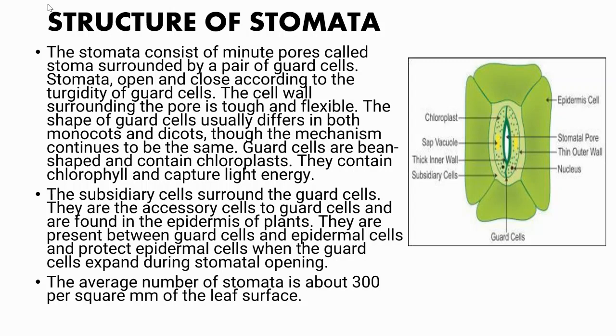The subsidiary cells surround the guard cells. They are the accessory cells to the guard cells and are found in the epidermis of plants. They are present between guard cells and epidermal cells and protect epidermal cells when the guard cells expand during stomatal opening. The average number of stomata is about 300 per square millimeter of the leaf surface.